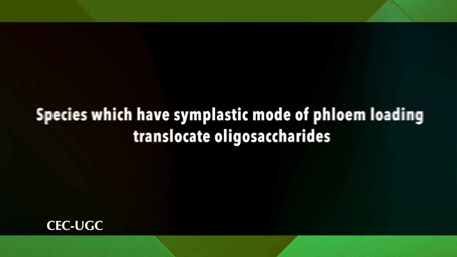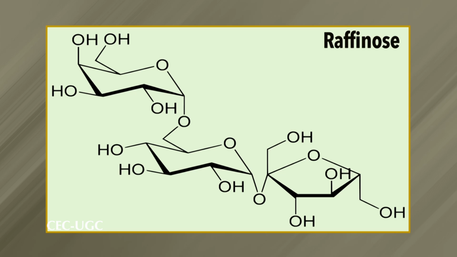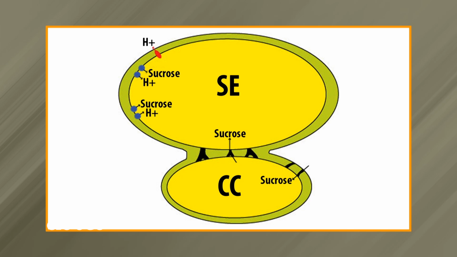Finally, they are known to have few plasmodesmatal connections between the sieve element companion cell complex and the surrounding cells. On the other hand, species which have a symplastic mode of phloem loading translocate oligosaccharides such as raffinose in addition to sucrose. These plants have intermediary type companion cells in the minor veins. In addition to this, they possess abundant plasmodesmatal connections between the sieve element companion cell complex and the surrounding cells.